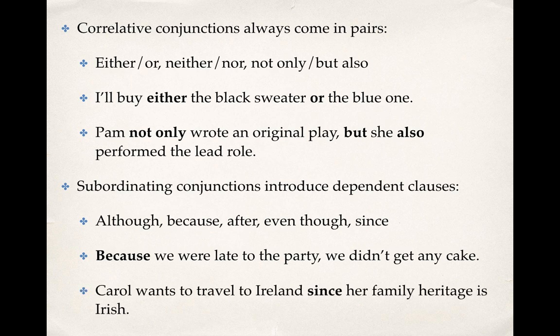Another example, Carol wants to travel to Ireland since her family heritage is Irish. So that second half of the sentence, since her family heritage is Irish, that's a dependent clause. It can't stand on its own. And so we have the subordinating conjunction creating a dependent clause.